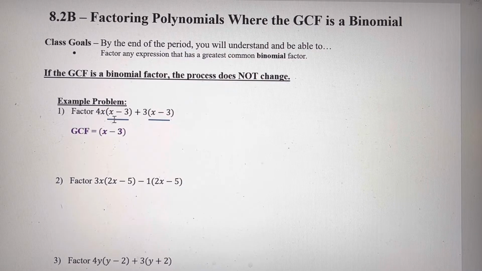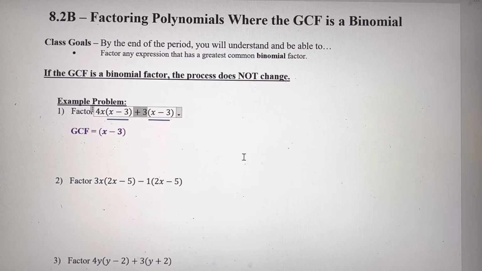So what I want to do is divide this by x minus 3. These are going to cancel out, so what's left is 4x. Then I'm going to divide this by x minus 3, and what's left is the 3. So what's left over is this term, 4x, and this term, plus 3.